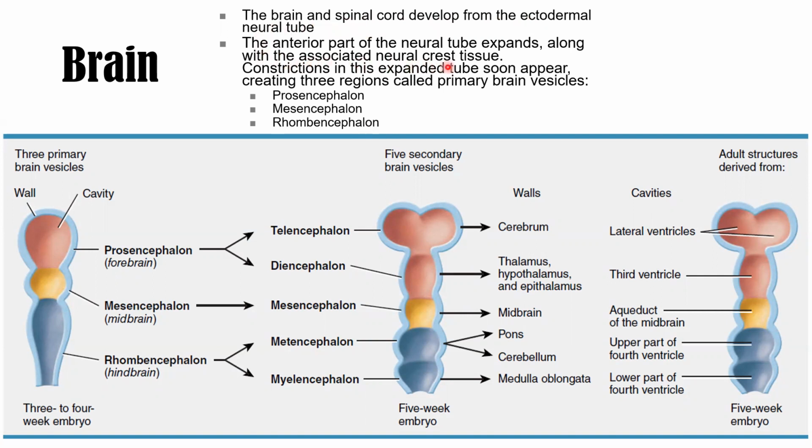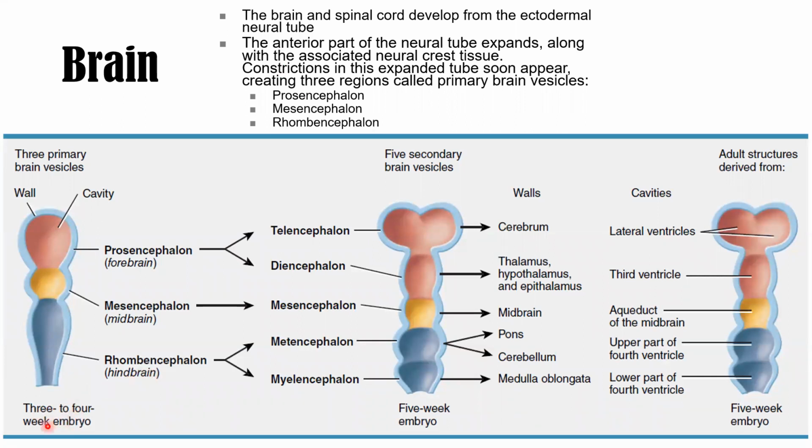The anterior part of the neural tube expands along with the associated neural crest tissue, and constrictions in this expanded tube soon appear, creating three regions called primary brain vesicles. These are your three primary brain vesicles: prosencephalon, mesencephalon, rhombencephalon. Prosencephalon will make up the different structures of the forebrain, mesencephalon the midbrain, and rhombencephalon the hindbrain.